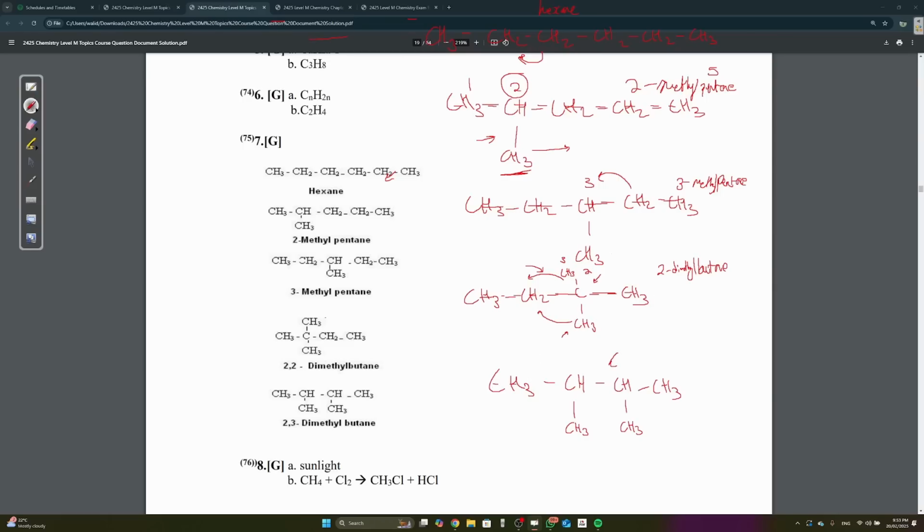The last one, our longest chain is 4, right? So it's going to end with butane. We have branches both at 2 and at 3. If you count from the right, it's going to be 2 and 3, so it doesn't matter. Since it's the same branch, you're not going to say 2 methyl, 3 methyl. Like I told you, when you have the same branch, you say 2,3 dash dimethyl. When you have the same branch, you say di, tri, whatever. Since we have 2 of it, we say di. And since it's on 2 and 3, you say 2,3 dash.